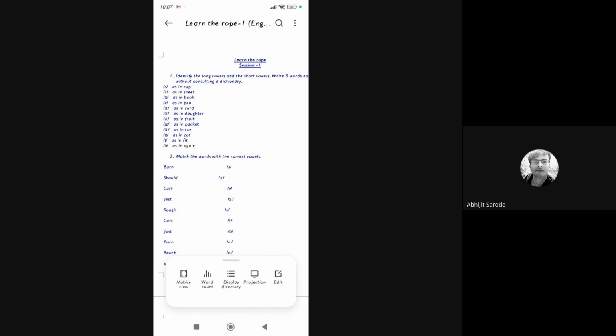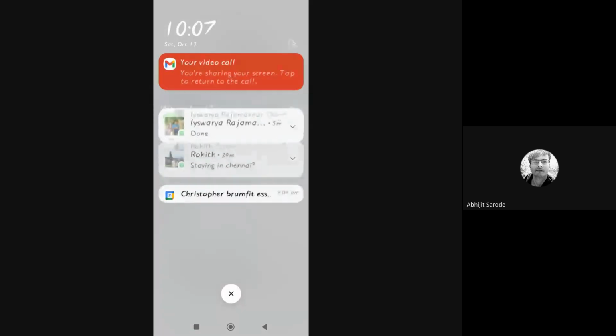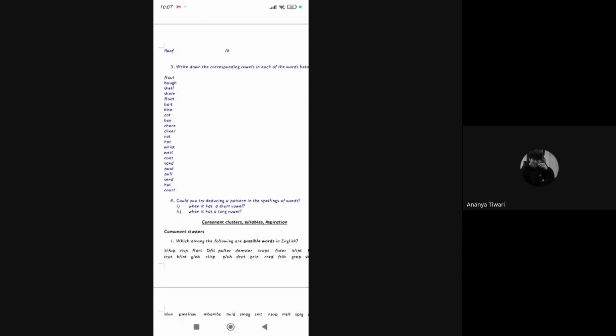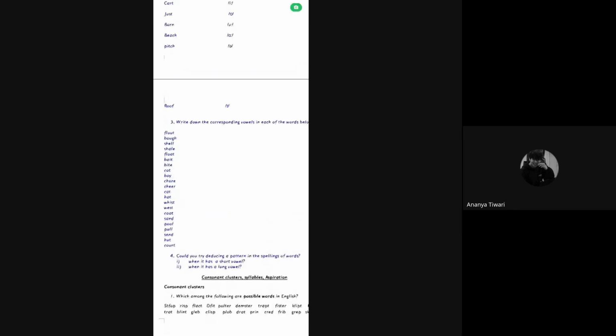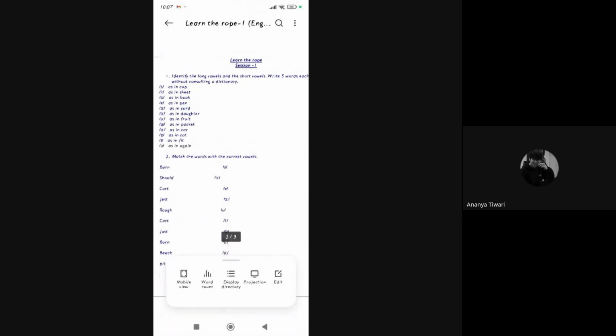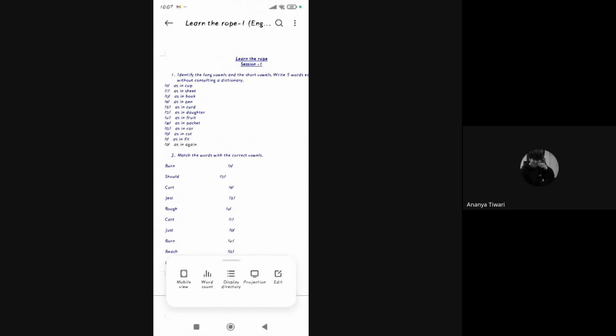Okay. Is the screen visible to you? Yes, ma'am. Okay, all right. So we'll start looking at these exercises today, right? There are about three short exercises, and once we are done with this, we can move on to the next one. The first one is just the identification of the long and short vowels. So I assume that by this time you have had a table prepared for yourself.